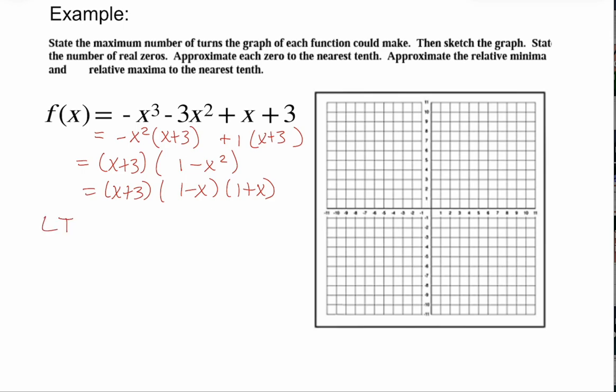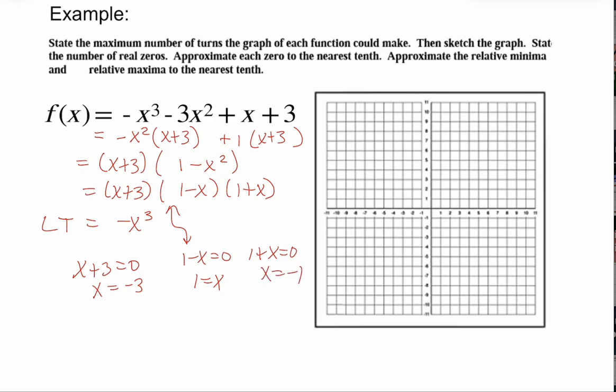Okay. Our lead term is negative x cubed, which means the left side goes up and the right side goes down. We have 3 zeros. We have 2 turning points then, and they're all unique, so there's nothing but pass-throughs. So we pass through when x plus 3 equals 0, so at -3. We pass through when 1 minus x equals 0, or x equals 1. We pass through when 1 plus x equals 0, or x is -1.